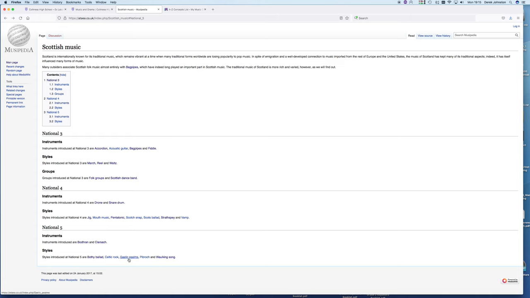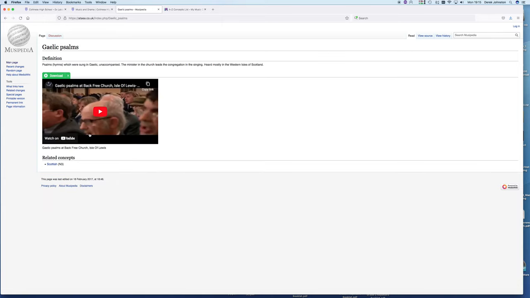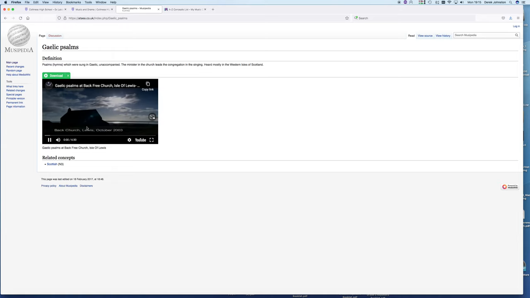Gaelic psalm is quite a strange one. It's like a form of hymn singing in the Western Isles or the Highlands of Scotland. They sing in Gaelic. So it starts off with someone singing the psalm, the hymn tune, and then the congregation usually join in.